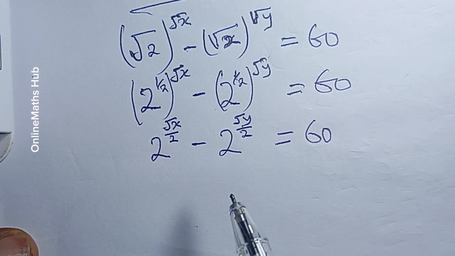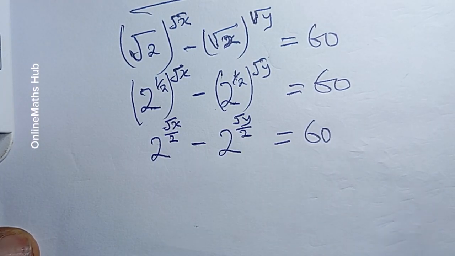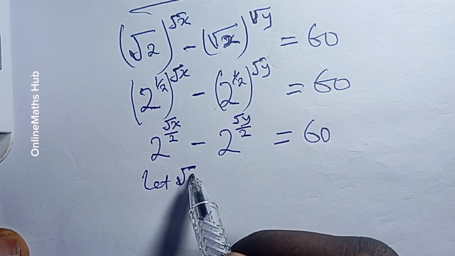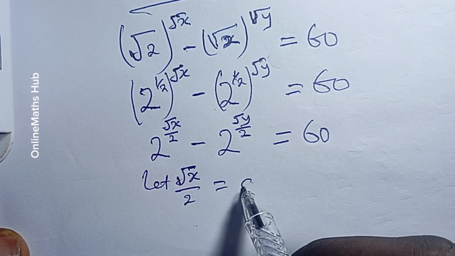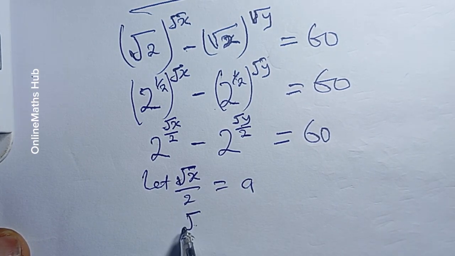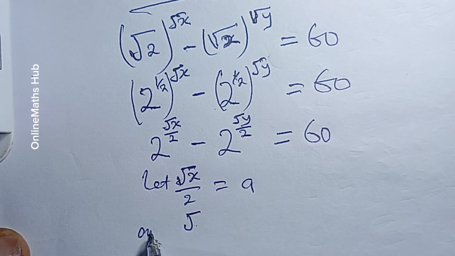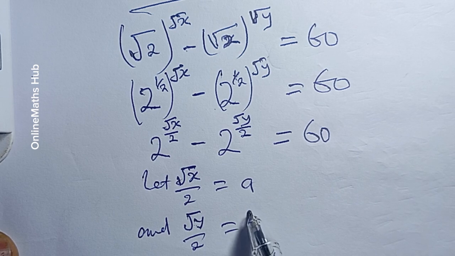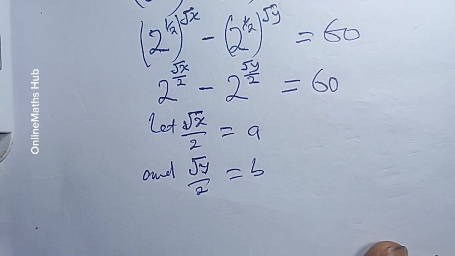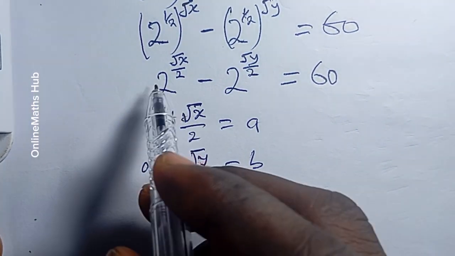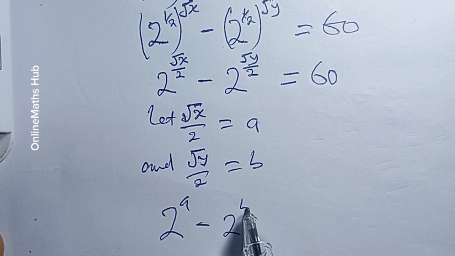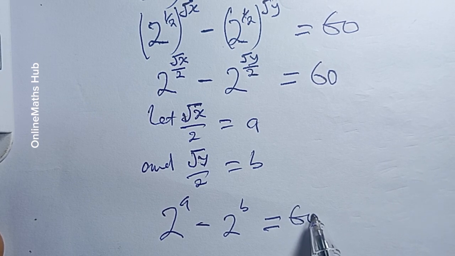What I'm going to do next is to set these powers to another variable so that I will find it more convenient to solve. So let root x divided by 2 be equal to a, and root y divided by 2 be equal to b. If I make that substitution, my equation is now going to collapse to 2 power a minus 2 power b is equal to 60.